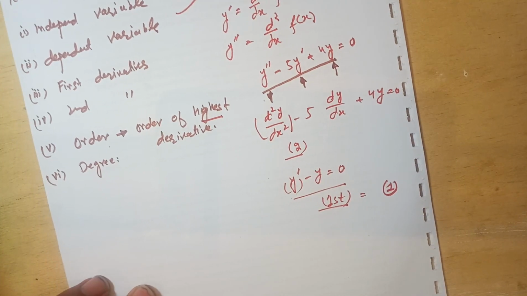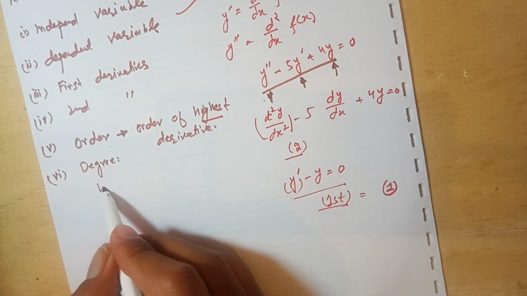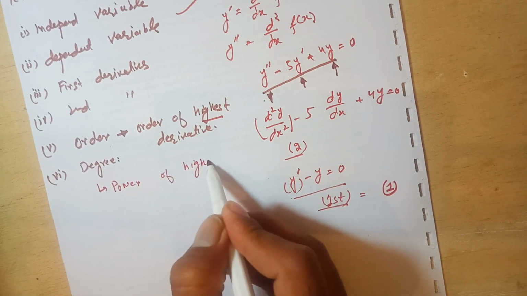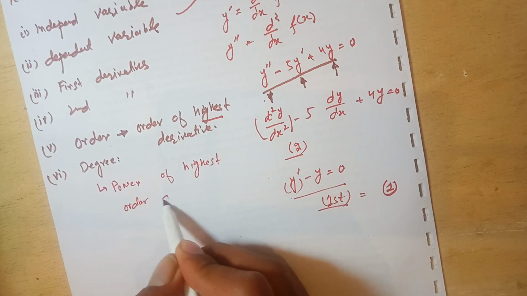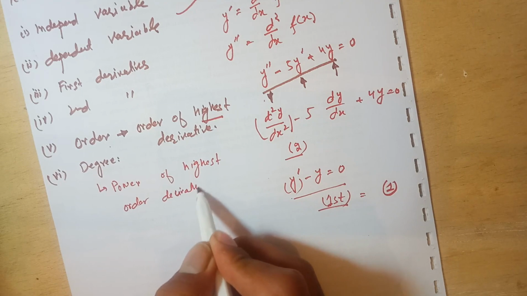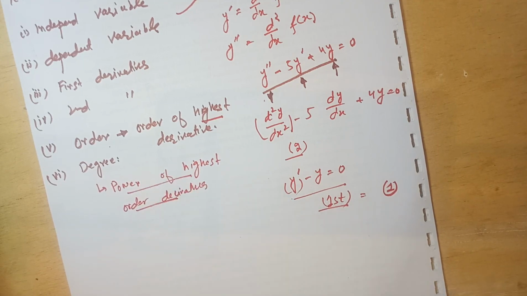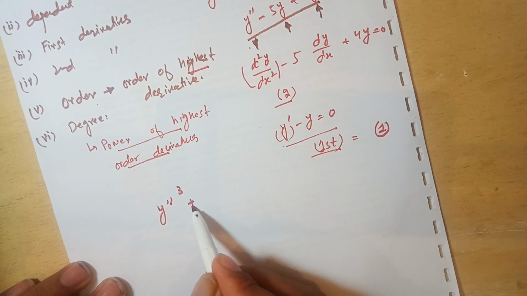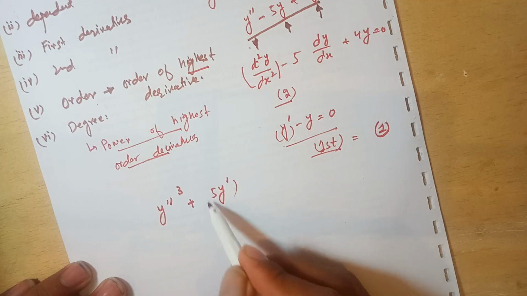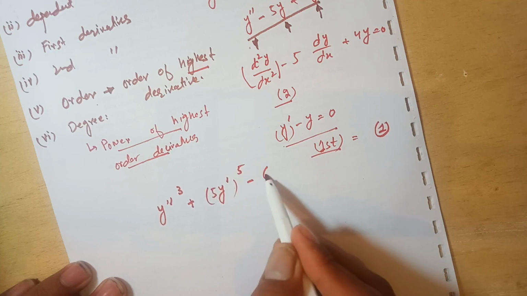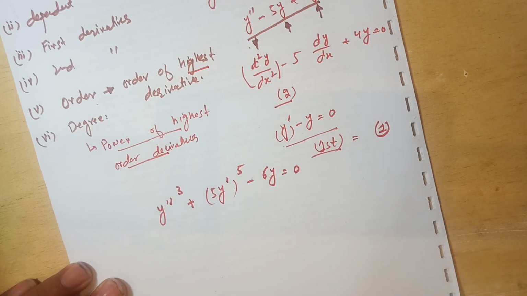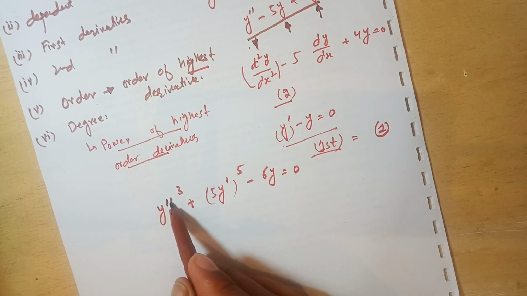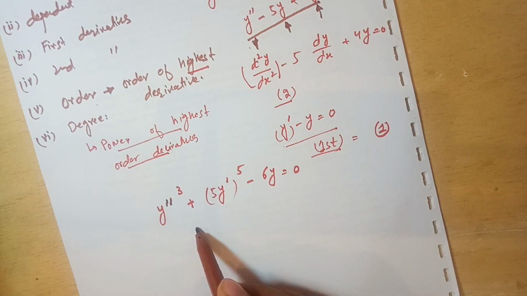Now move towards the degree of the differential equation. It's basically the power of the highest order derivative. What does it mean? Look at the degree of a differential equation by an example. If we have the example y double prime cubed plus 5y prime to the power 5 minus 6y is equal to 0. First, what is the order? Simply, the highest derivative is 2, so its order is 2.